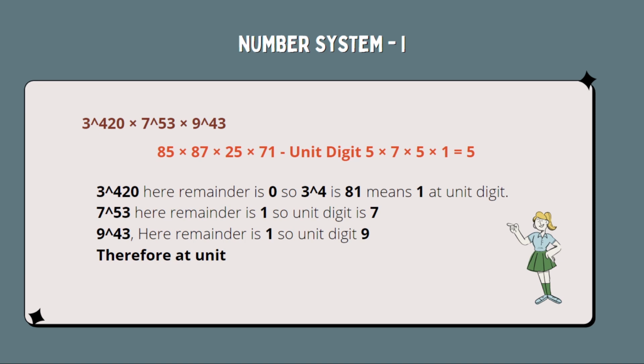Multiply them, you will get 175. So what is the unit digit here? 5. Unit digit will be 5. Now let's solve the above question.